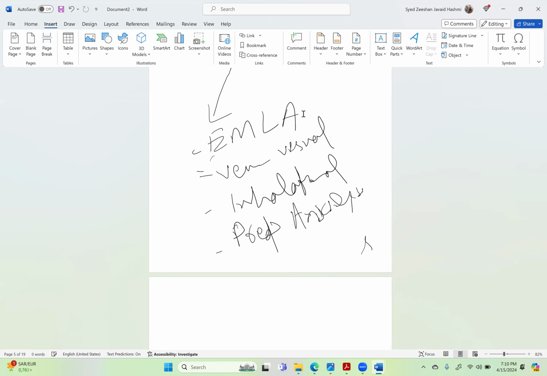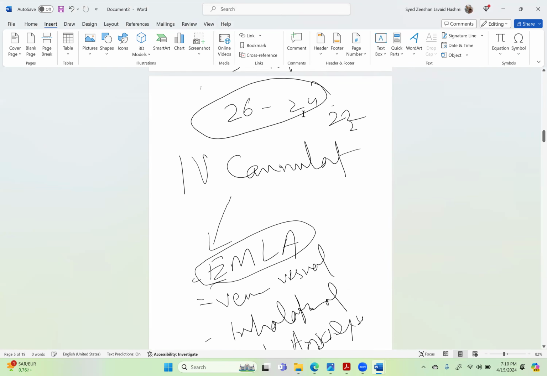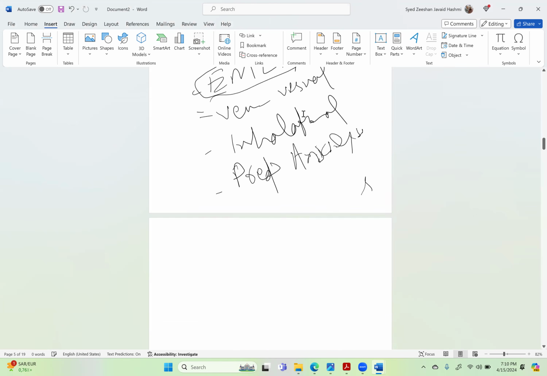EMLA cream is also useful because it can anesthetize that area, but still the baby will cry. Even if there is no pain, when you are holding the hand it will create a problem. But still, in relatively older children, you can use this technique. So we have discussed two or three important points up till now.